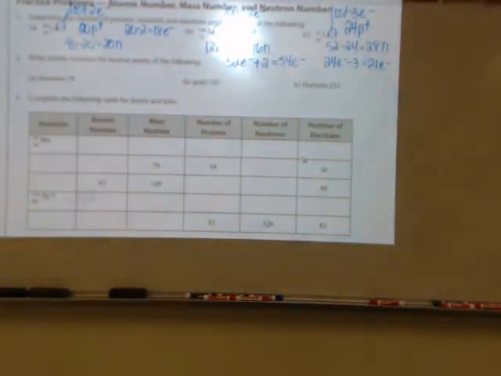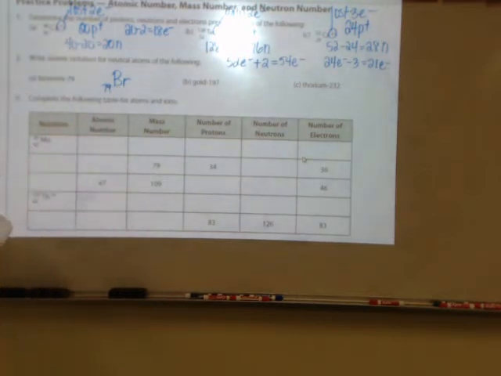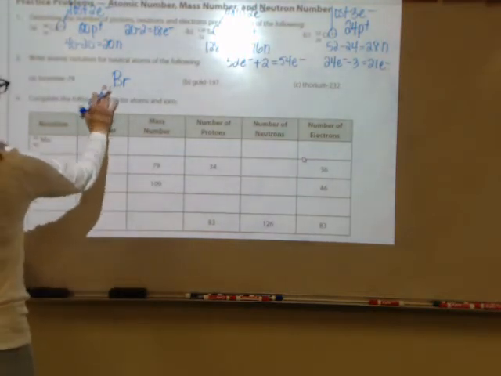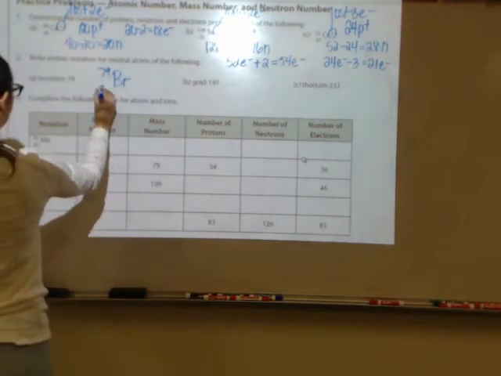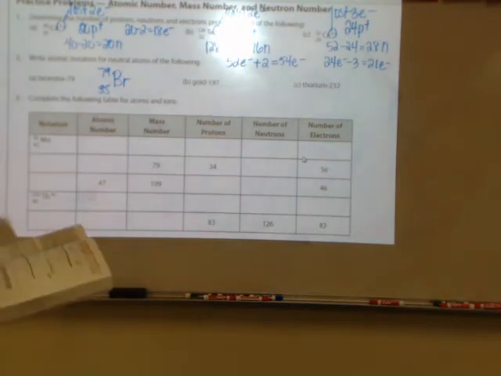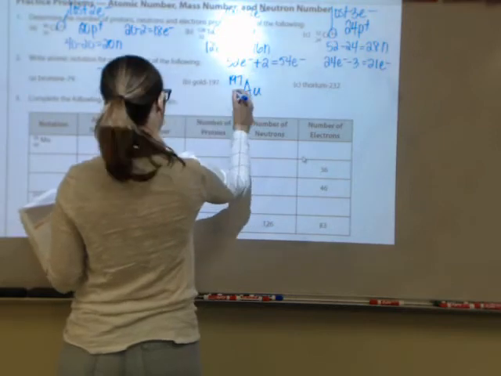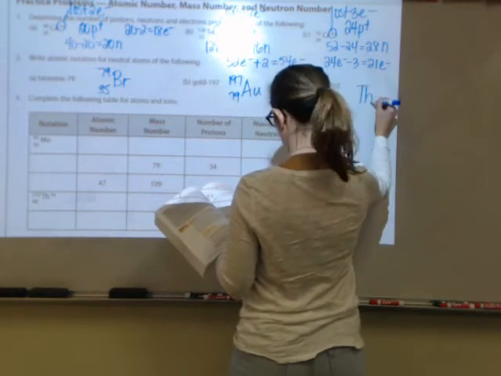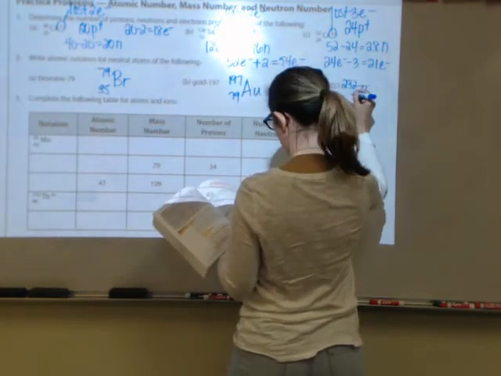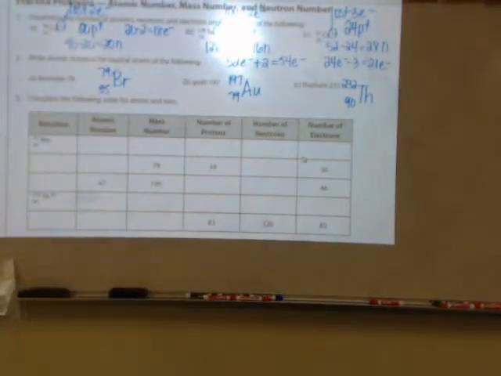Number 2, write the atomic notation for these neutral atoms. Bromine 79, so that is my mass number. And then if I look at the periodic table and I see 35, that is my atomic number. Gold 197, that's Au with a 197 in the upper left-hand corner. Its atomic number is 79. Thorium 232, that's its mass number, and then its atomic number is 90 from the periodic table.